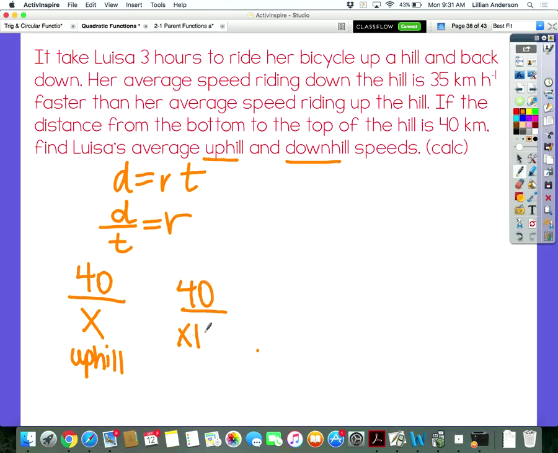X plus 35. Because we know she's going 35 miles per hour, or kilometers per hour, faster than she was when she went uphill. So this right here represents her downhill speed. Now overall, if she goes 40 over x to go uphill and 40 over x plus 35 to go downhill, how long did that take her? 3 hours. So total, it would take 3 hours.